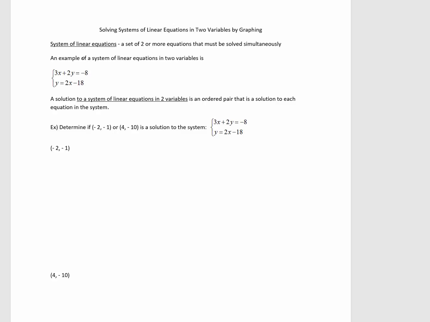A solution to a system of linear equations in two variables is an ordered pair that is a solution to each equation in the system. So we want to be able to determine if either one of these ordered pairs is a solution to this system of linear equations. So let's start with (-2, -1). I'm going to replace x with -2 and y with -1. So let's start with the top equation.